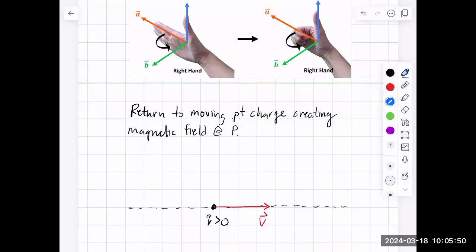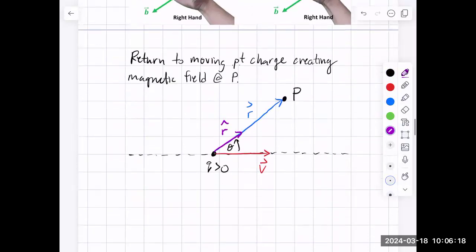And we'll go out to some position. This is our position vector R. And here sits point P. And we have our angle theta right here. All right. So the first thing I'm going to do is define a unit vector in the direction of our position vector R. And so we'll call this R hat.